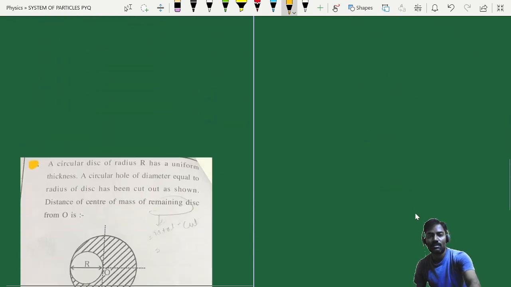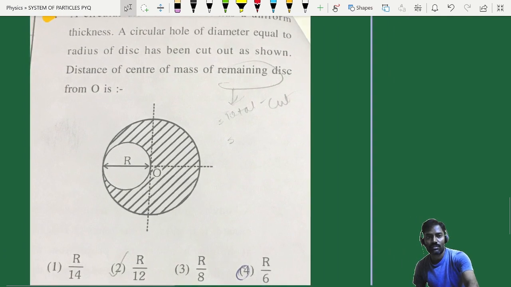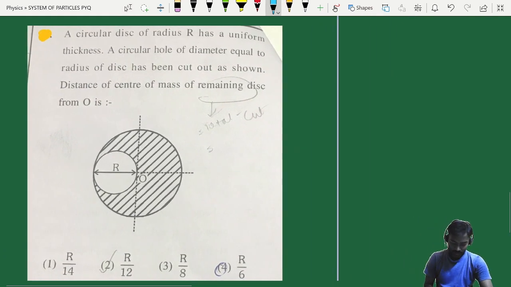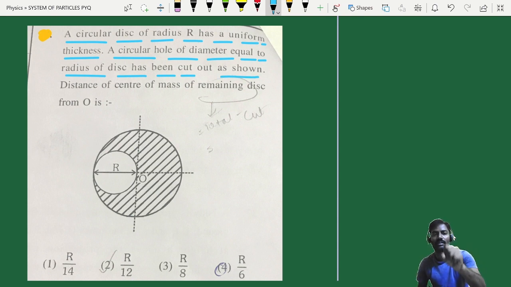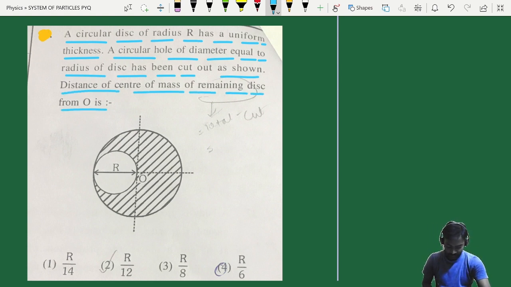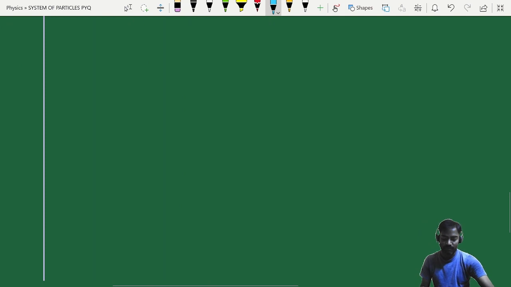Right, students? Now let's move on to another question. Here the question is: a circular disc of radius r has uniform thickness. A circular hole of diameter equal to the radius of the disc has been cut out as shown in the figure. So they have taken that circular portion of the disc of diameter r from one corner of the given disc. Now they are asking the distance of the center of mass of the remaining disc from O. So indirectly they are asking to calculate the shift in center of mass.